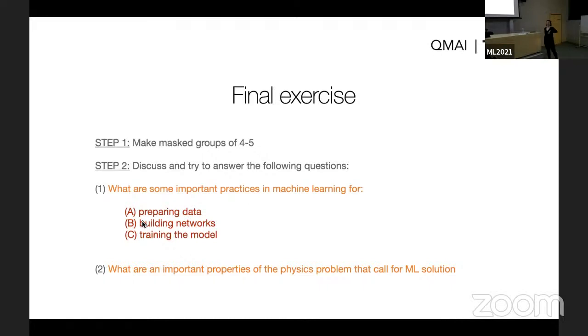We have a follow-up comment here. I also think try the easiest and simplest model first. Yeah, that's important. You should never start with a 10-layer convolutional network as your first try, right?